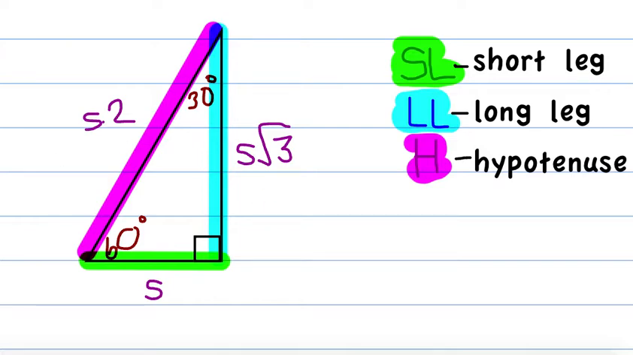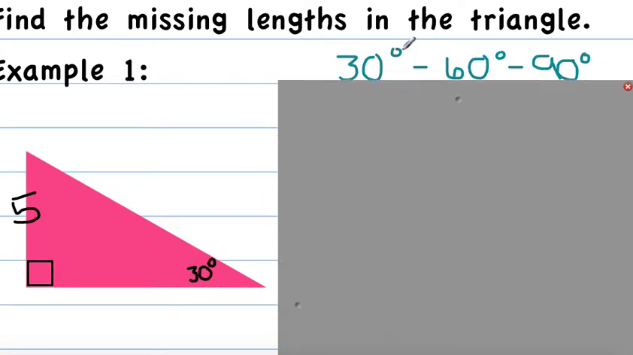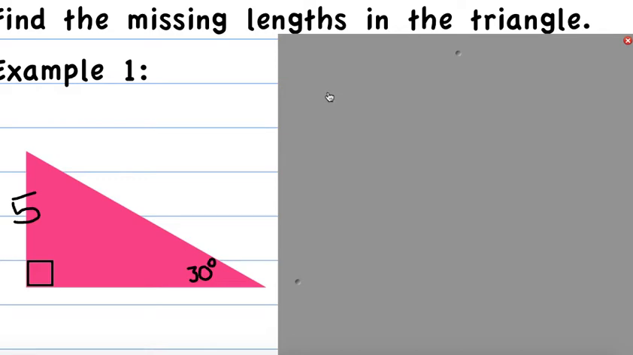So let's try our first example. Definitely pause the video, see if you can work it out on your own, and then come back to see if you can do it together. So at first it just says, find the missing lengths in the triangle, example 1.